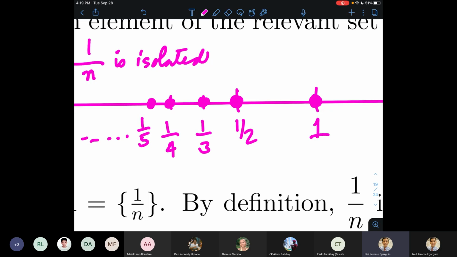Kasi if I go 1/4 unit to the left and 1/4 unit to the right, yung 1/4 neighborhood, yung B sub 1/4 of 1. So the open ball or the open interval centered at 1 with radius 1/4 will not contain any other element of the set A. Kasi hindi niya mahagip si 1/2, si 1/3, si 1/4, si 1/5, and so on. Okay?